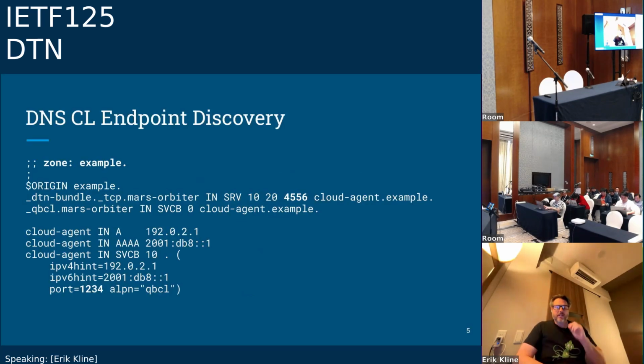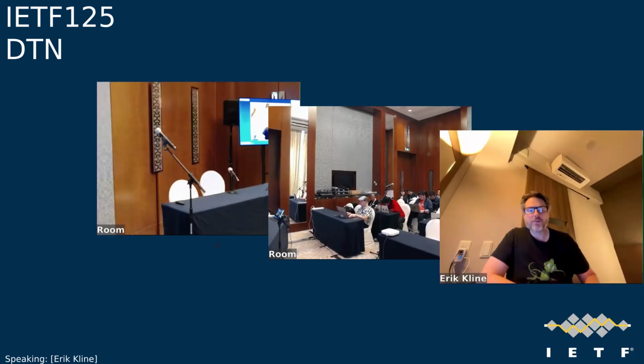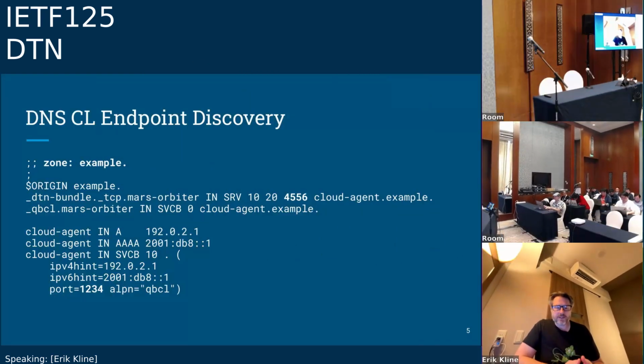And yes, because the intent here is to get to this place where, thank you, slide 5, you could have a Mars-orbiter.example name that you want a delivery for. And you can do the standard _DTN bundle lookup in SRV that's already specified, and get an SRV record that points you to Cloud Agent here, or you could use the service binding RFC 9460 lookups to underscore qbcl.mars to get a reference to this other information.